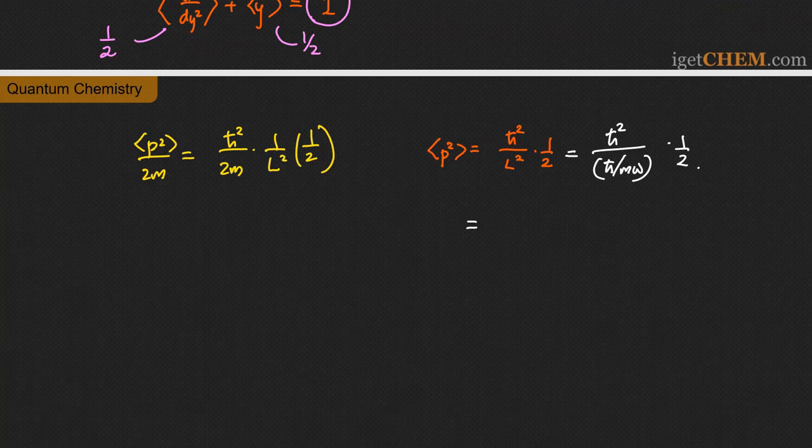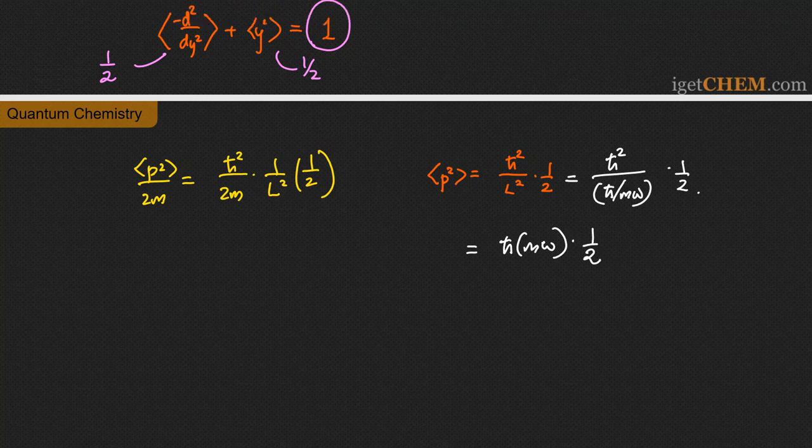So now canceling out this factor of h bar, I have one factor of h bar right here. And then the m omega goes up. So this is h bar times m omega, and this is then multiplied by 1/2. So that is what the expectation value of p squared is.